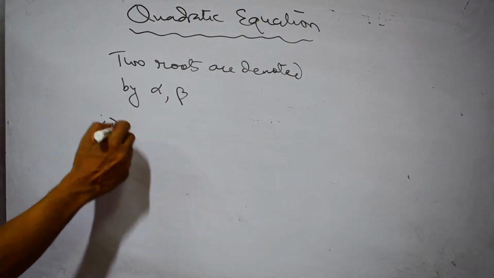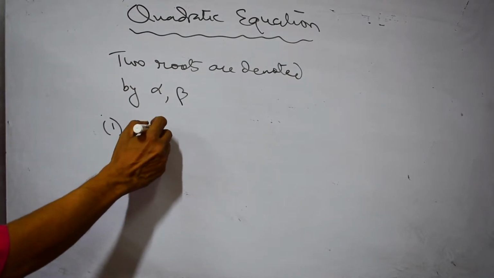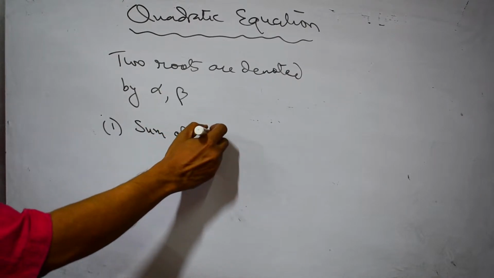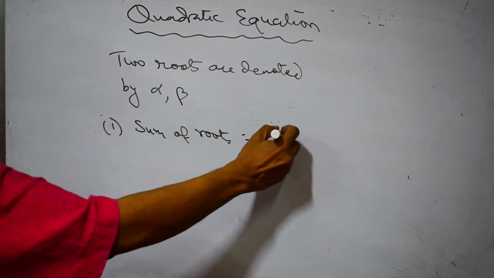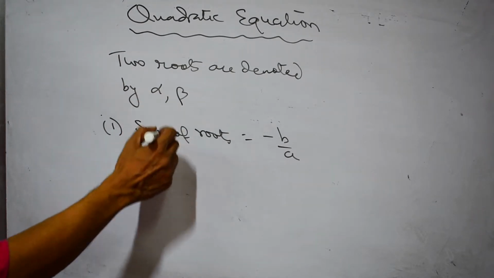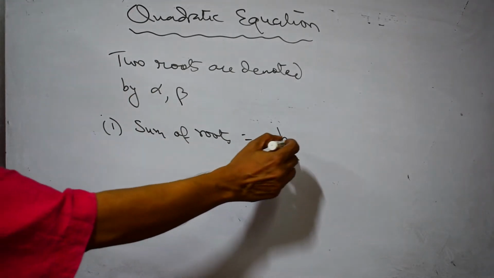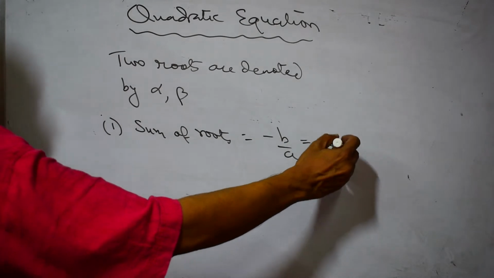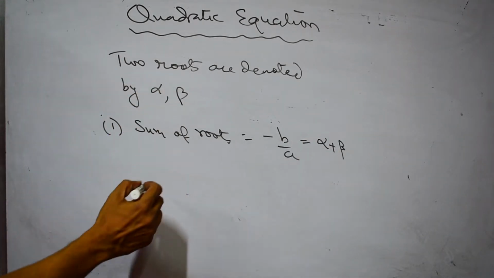We have some important properties. First property, number 1: the sum of roots will always be minus b by a. That means the coefficient of x divided by the coefficient of x square, with a negative sign. This is the sum of the roots. That means we can say alpha plus beta is minus b by a. Alpha and beta are the two roots.